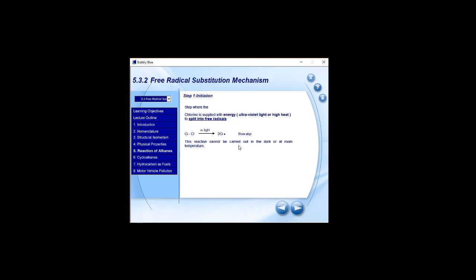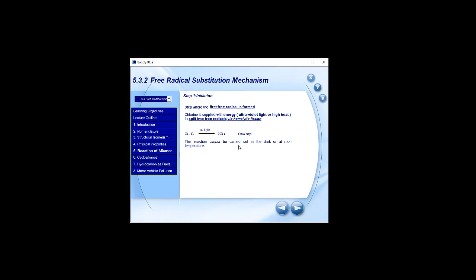The free radical substitution reaction comprises a three-step mechanism. The first step is called initiation. This is the step where free radicals are formed. To describe this mechanism, we will take the example of methane reacting with chlorine gas. During initiation, chlorine gas is supplied with energy in the form of UV light and split into free radicals via homolytic fission.